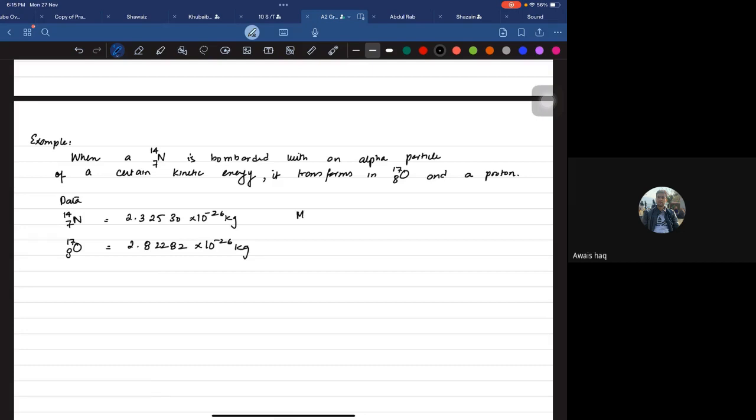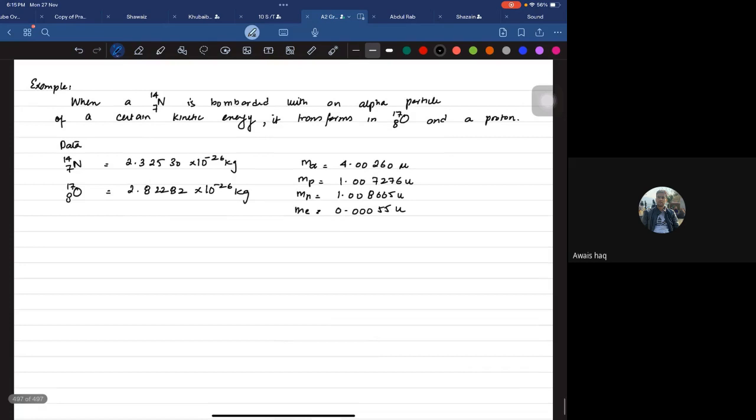Then they have given you the mass of alpha particle, which is 4.00260 U. They have given you the mass of proton as 1.007276 U. They've given you mass of neutron as 1.008665 U. And they've also given you mass of electron as 0.00055 U.